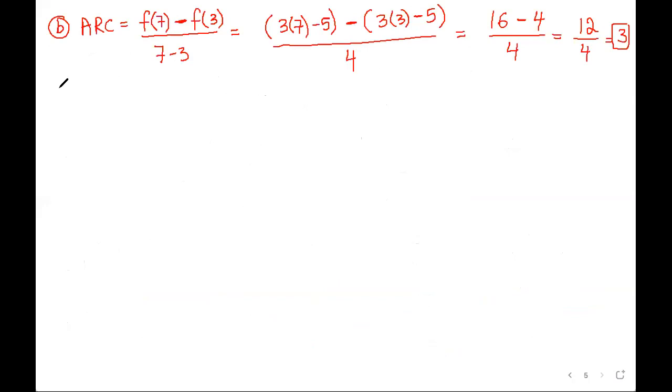So here I can say the linear function has a constant rate of change.